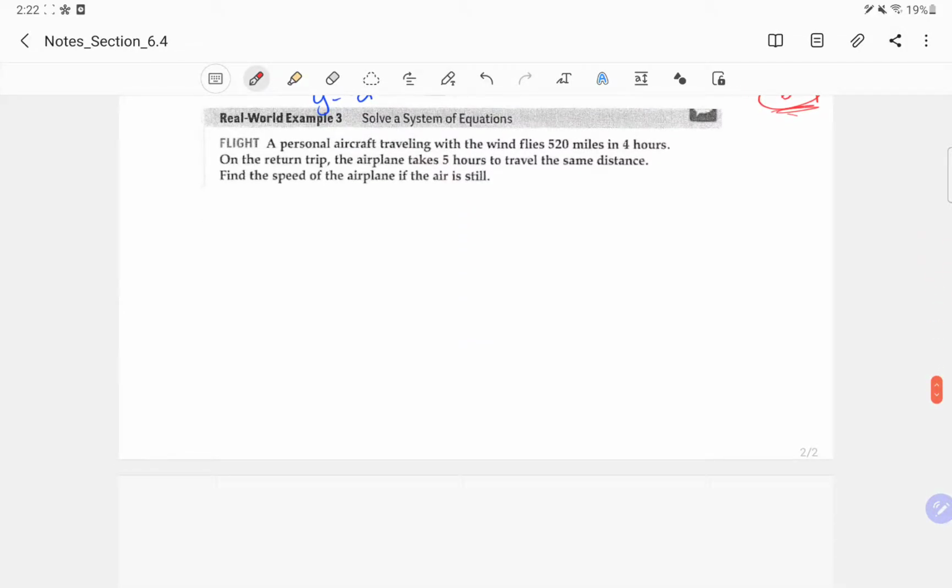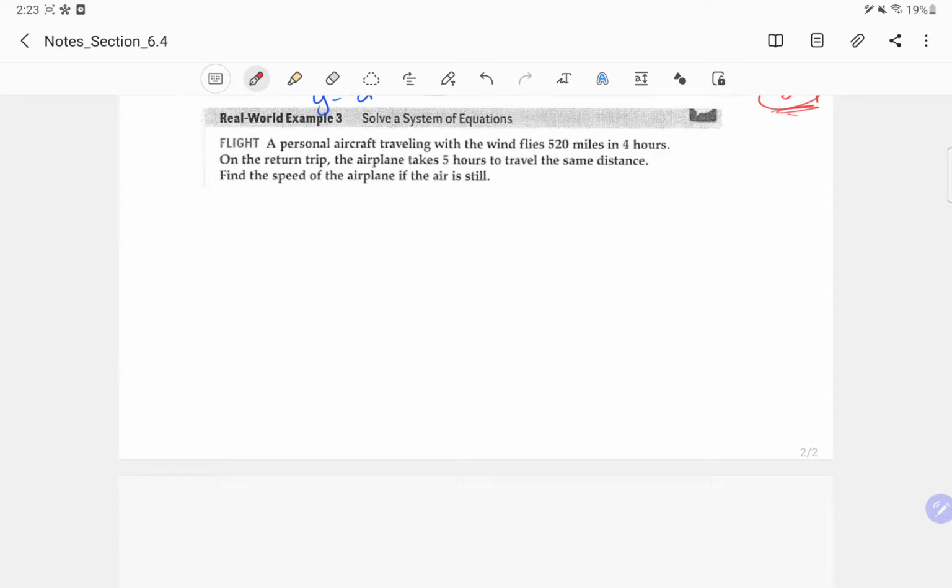Well, let's go through the word problem together. So it says, a personal aircraft traveling with the wind flies 520 miles in 4 hours. Okay? On the return trip, the airplane takes 5 hours to travel the same distance. Find the speed of the airplane if the air is still.